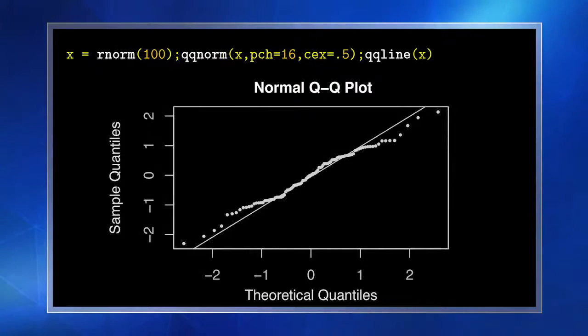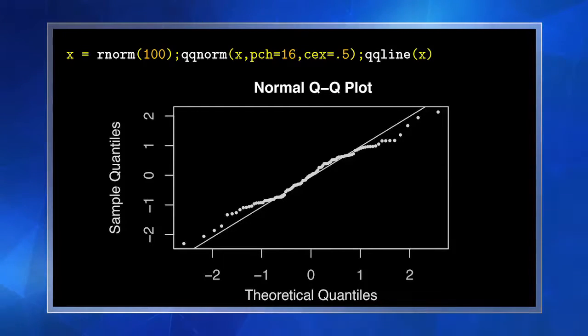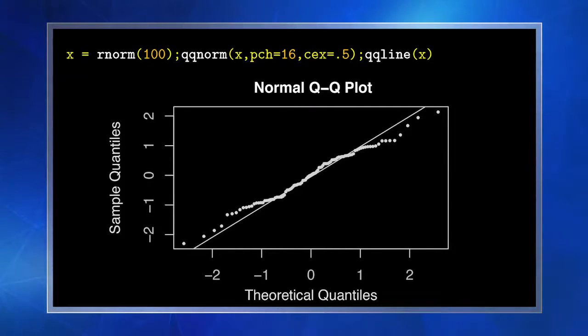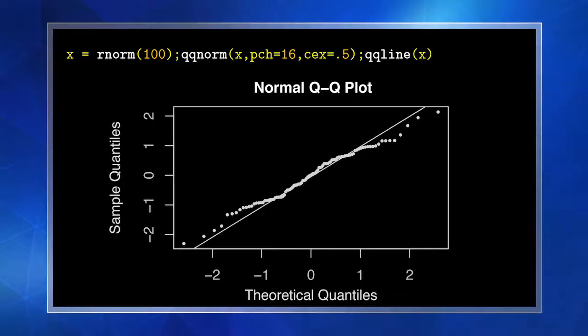Notice though, as that sample size increases, here we've got a random normal sample of size 100, we get a lot closer to the true line, but it's not exact. So rarely will we ever have a data set that's going to exactly fall on that line, but it's going to get pretty close if its underlying distribution is normally distributed.